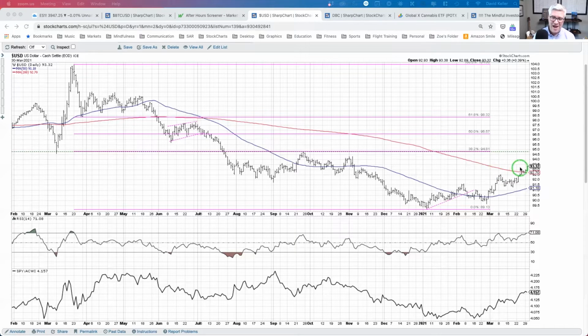At the very bottom, we have the relative performance of U.S. stocks versus global stocks, the SPY, which is a U.S. ETF, versus ACWI, the All Country World Index, so sort of the entire global equity market. So a stronger dollar would tend to be good for U.S. stocks relative to others. Here's the thing.